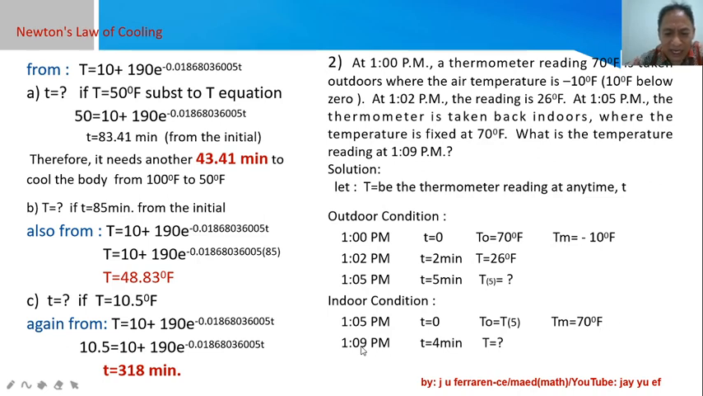At 1:09, you are asked what the thermometer reading is. So from the initial 1:05 to 1:09, it takes 4 minutes. What would be the thermometer reading at this time? Now, in order to solve this, you can start with the outdoor condition, using the same formula.